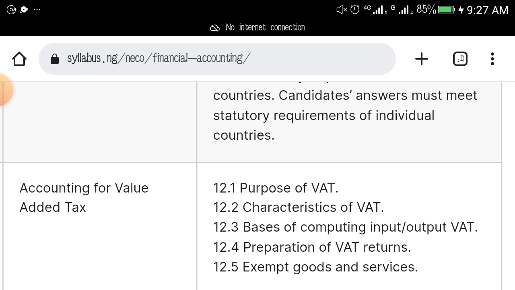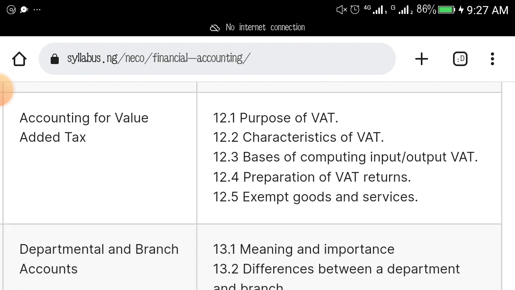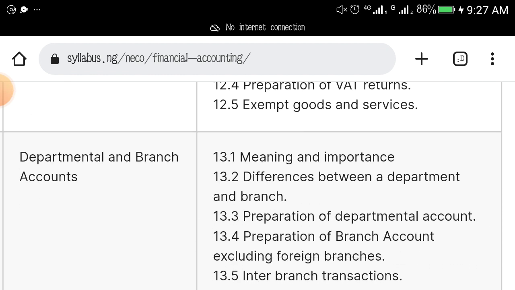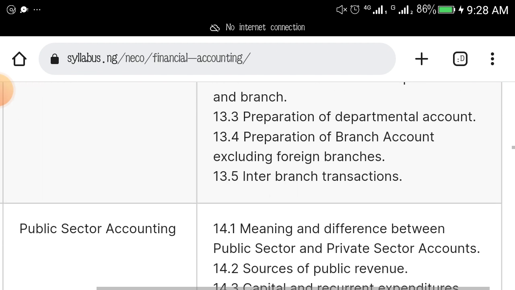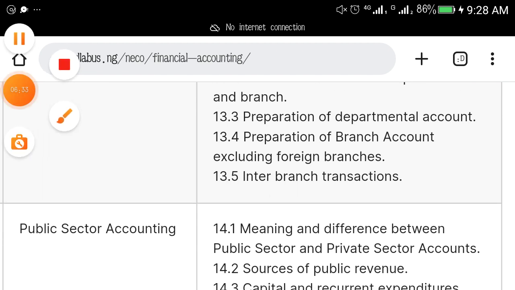Accounting for value added tax. Of course, even in WAEC, they ask questions from VAT. Characteristics of VAT, basics of computing input and output of VAT. Of course, you know that VAT is value added tax. Provision of VAT returns, exempt goods and services. What are the goods that are exempt from VAT? Departmental and branch account will come out. So meaning and importance, differences between department and branches, preparation of department account and all the rest. These are the things you should just expect.